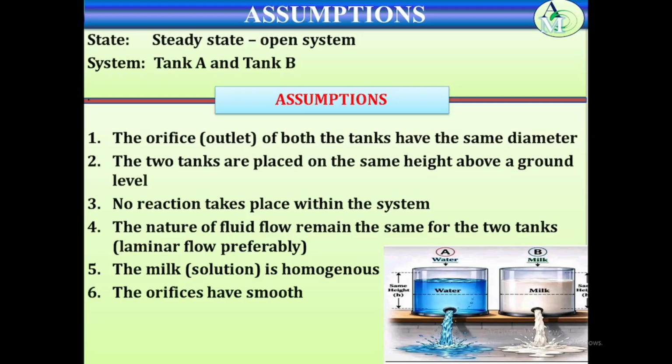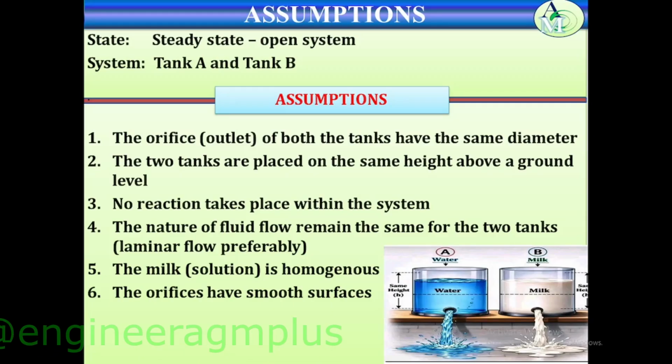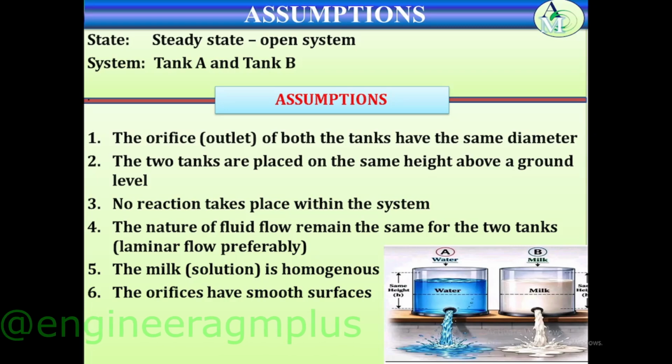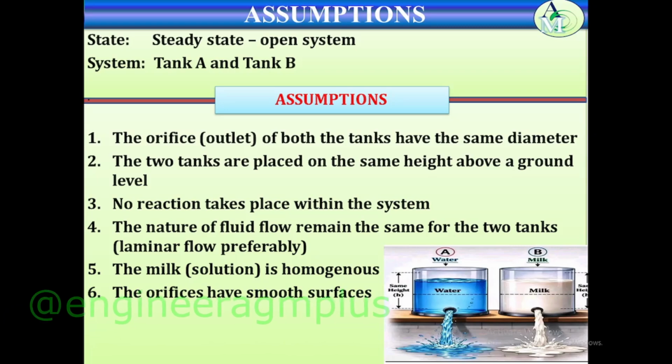Then 6, the orifices have smooth surfaces. Yes, because the orifice determines a lot regarding the pattern of the flow. Hence, it is taken as a factor to calculate the discharge coefficients. If the orifice of the milk tank has a rough surface, while the orifice of the water tank has a smooth surface, then the flow will be different. The amount of fluid that comes out of the tank will vary in that aspect.